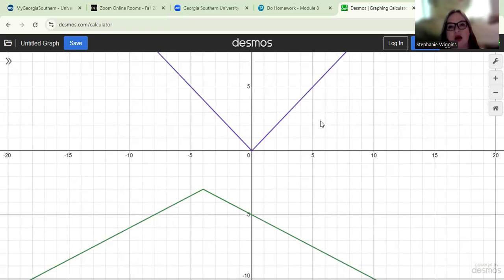So you should try Desmos and play around with some of these functions, and it'll help you understand what's happening.